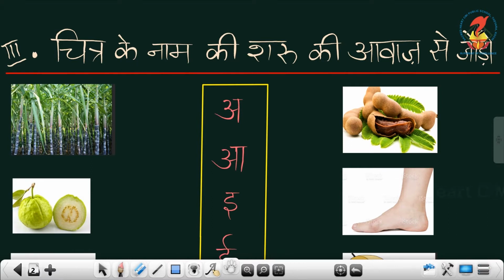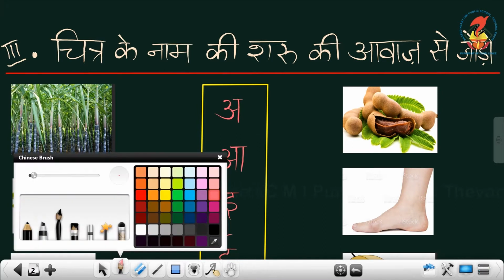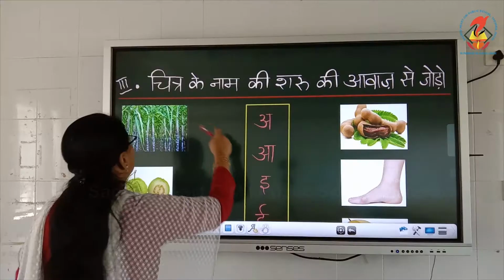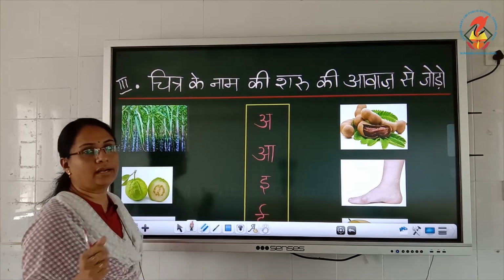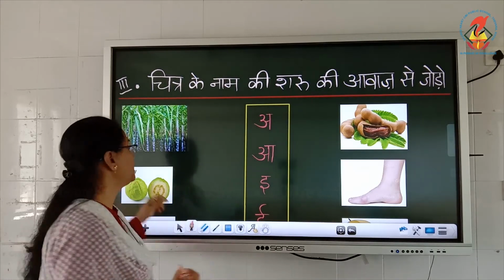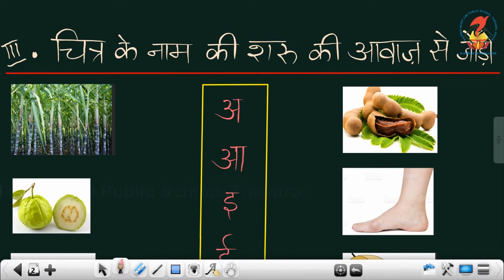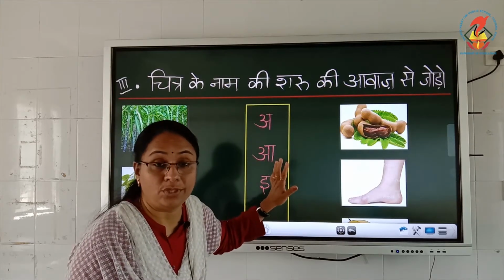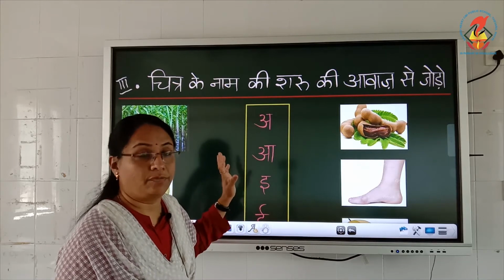They have given चित्र के नाम की शुरू की आवाज से जोड़ो. Okay, what have they given here? Look, what is meant by चित्र? चित्र माने pictures. You can see the pictures. There are many pictures in your worksheet. We will see gradually as we learn. चित्र के नाम, name of the picture.